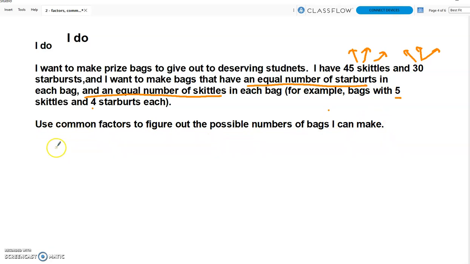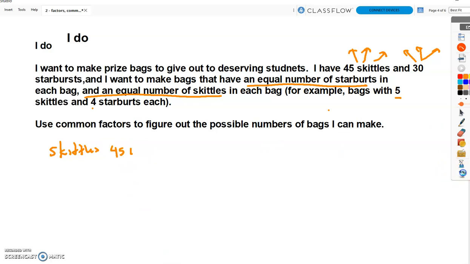All right, well, let's start with my Skittles. Make this less complicated, right? I've got 45 Skittles. So how can I divide those up evenly into bags? Well, I'm going to use the factors to find out. First of all, 1 and 45 are factors of 45. So that means I can make one bag with 45 Skittles in it, or I could make 45 bags with 1 Skittle in each bag. That's a possibility. It's kind of a lame possibility, but it's a possibility.